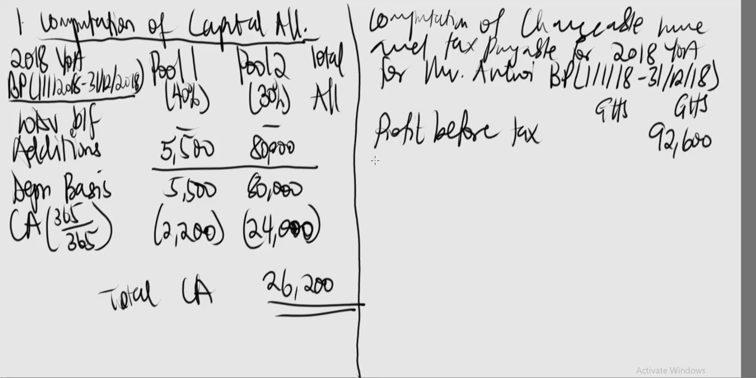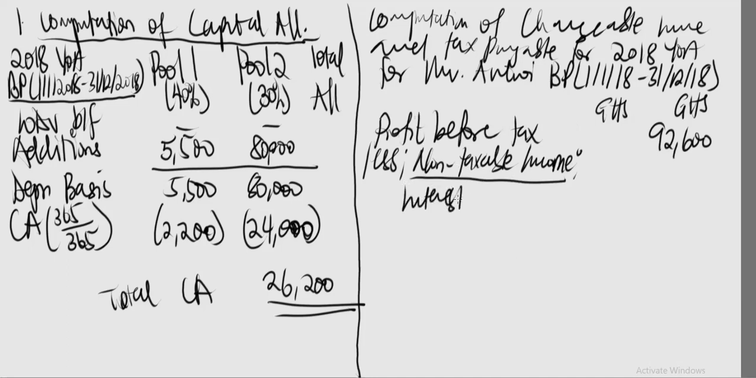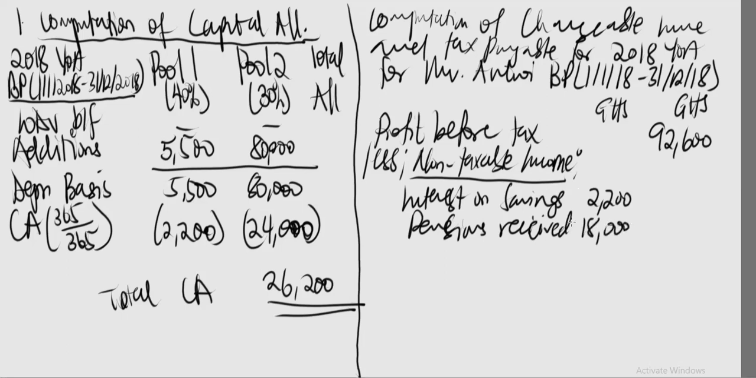92,600. So now we less all the non-taxable incomes. Any non-taxable income should be taken out. Within the question we're having interest on personal savings accounts. So interest on savings should not be there, remember. Interest on savings account was 2,200. And we know that pensions received are exempt. Pension received was 18,000, also exempt from tax.